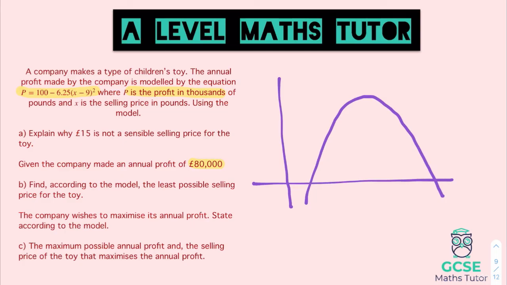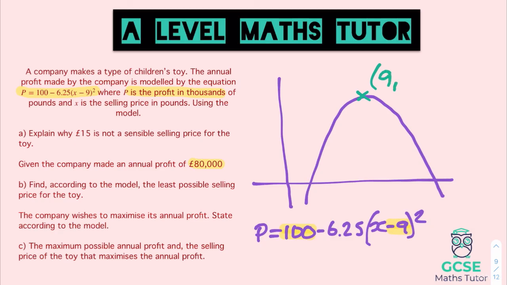Now looking at the actual function, which is given to us as the profit is equal to 100 minus 6.25(x - 9) squared, we can think about, in terms of completing the square, what does this actually mean in relation to our turning point? So we already know from previous questions this constant in here is our y coordinate of the turning point, and we know that the number inside the bracket, which in this case is -9, helps us to give our x coordinate. Obviously we need to flip the sign, so the coordinates of our turning point, and let's label them on here, would be +9 and 100.